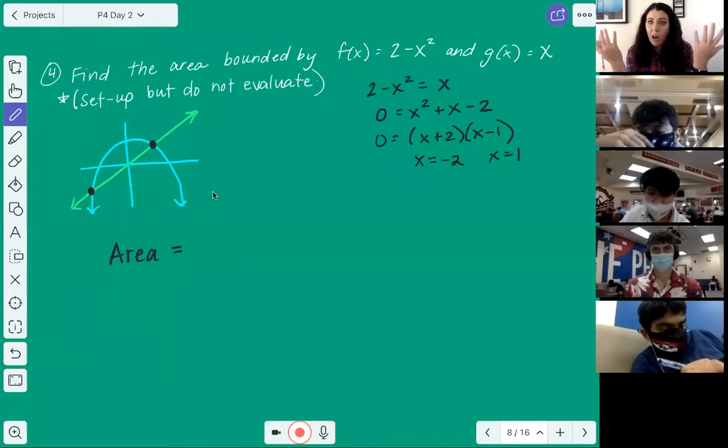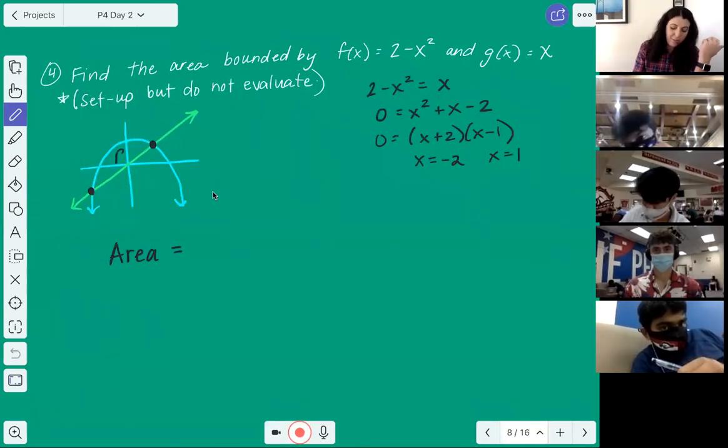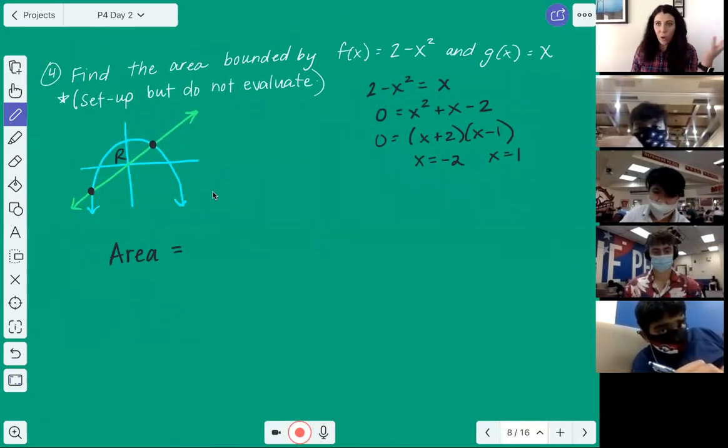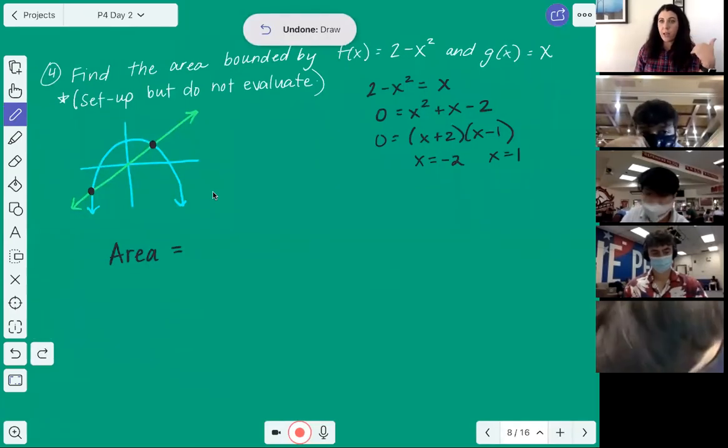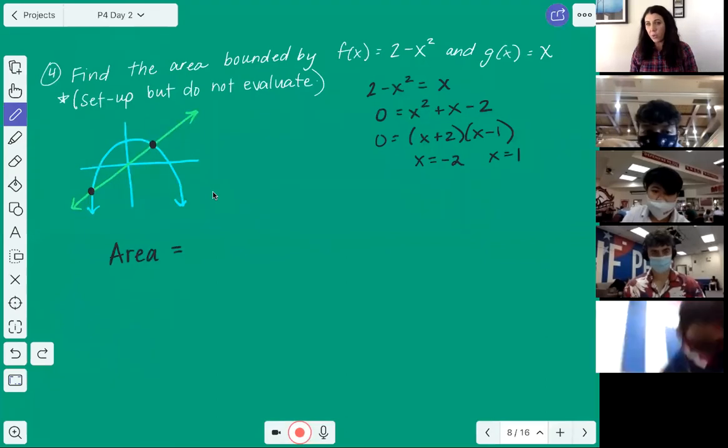Can I write R equals if it's told me that the region is called R? No, write the word area. Okay, always write the word area equals if you're finding area. This is specific to FRQ.